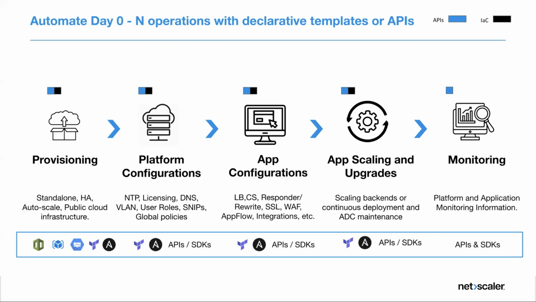How can you do that? You can use a number of tools to automate all operations from provisioning to even monitoring. You can do all these things: provisioning, platform configurations, application-related configurations, upscaling and upgrades, the day 2 operations, and finally, also get all the information from your devices, the health of the device, anything related to logs, metrics, etc. But if we stick to the infrastructure as code part, under each one of these steps, you can see all the tools that we are supporting.